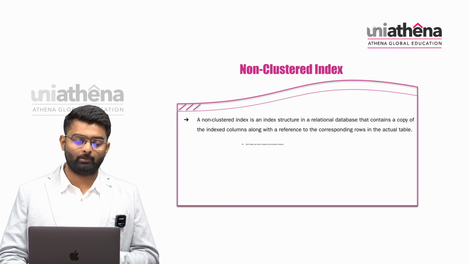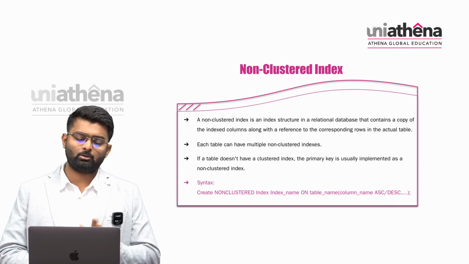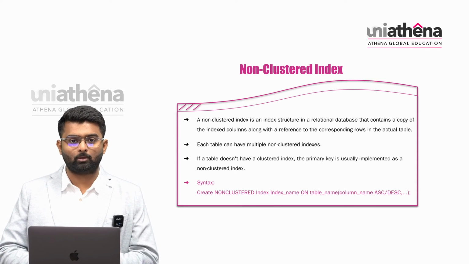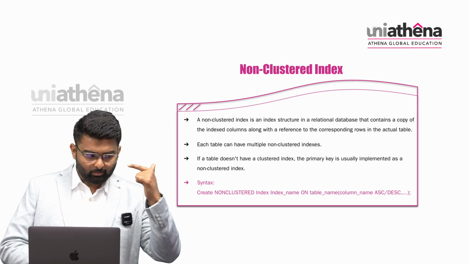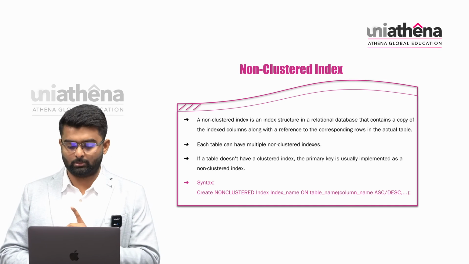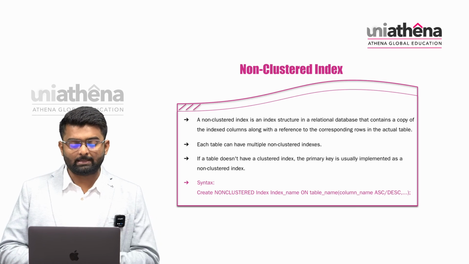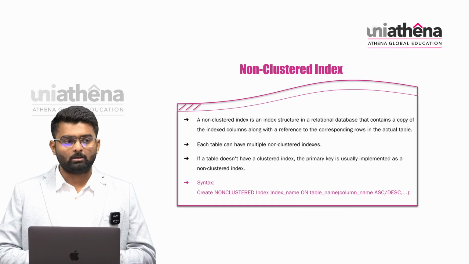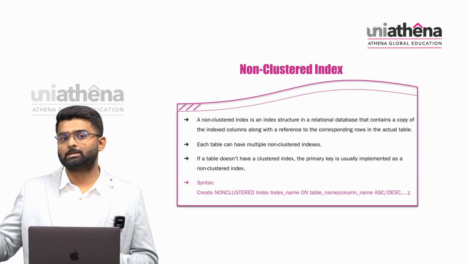Just how you have clustered index, you also have something called non-clustered index. What is non-clustered index? It is an index structure in the relational database that contains a copy of the indexed columns. Now please note, in clustered index, you had indexed rows version. In non-clustered index, you have indexed columns version, along with the reference to the corresponding rows in the actual table. So each table can have multiple non-clustered indexes. So that is how a table structure looks like when you have multiple non-clustered indexes.